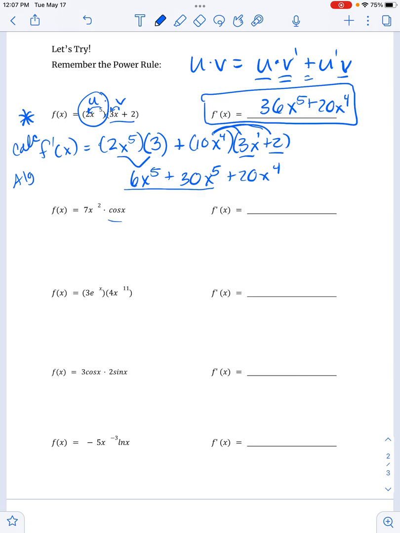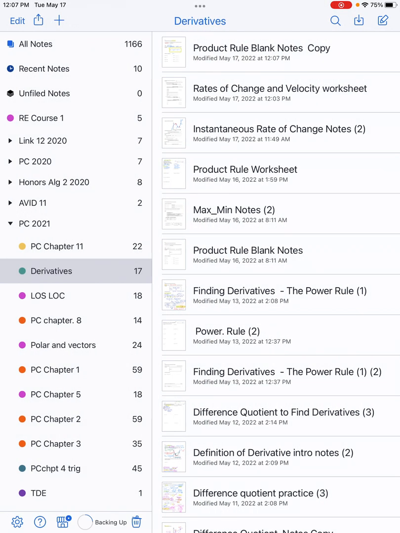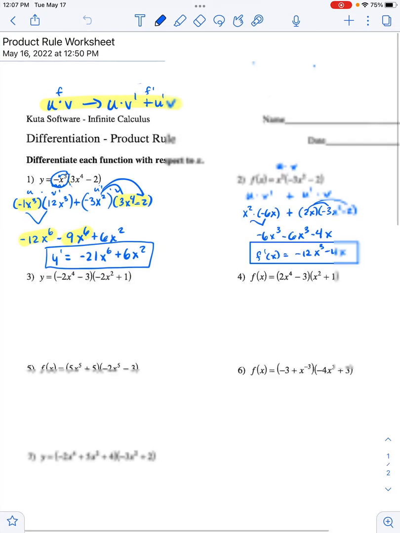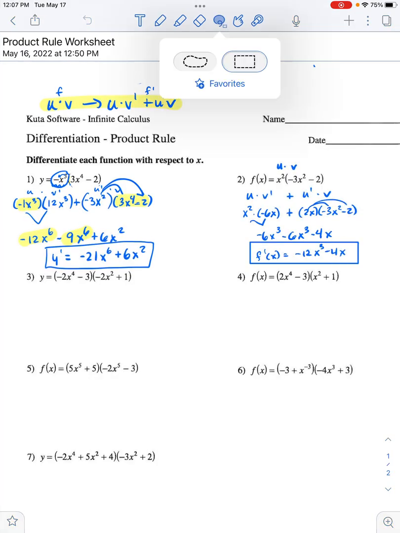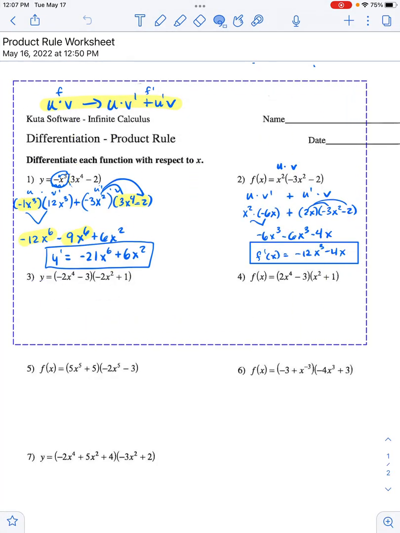Now the rest of these involve the cosine and the e and all the stuff that we're skipping for right now. So let's take a look at the first problem off of your worksheet and go through that together. I obviously did it in class yesterday too, so it's here.